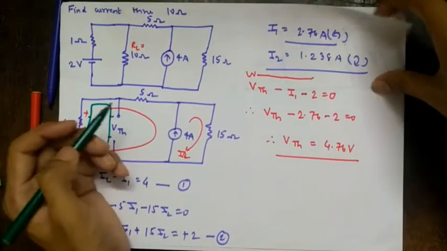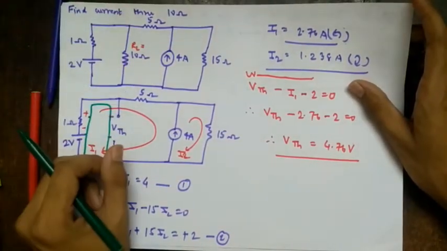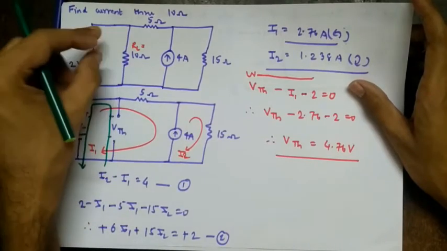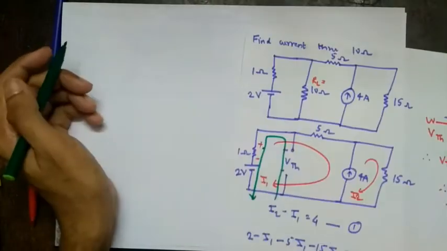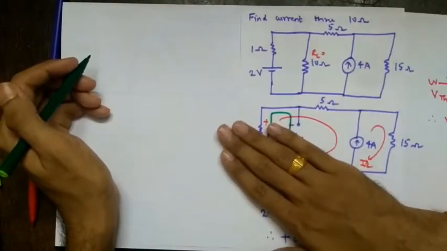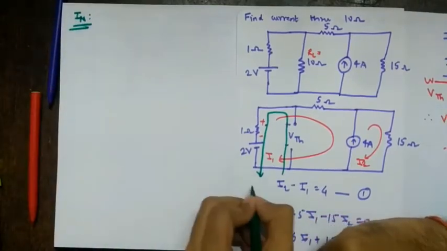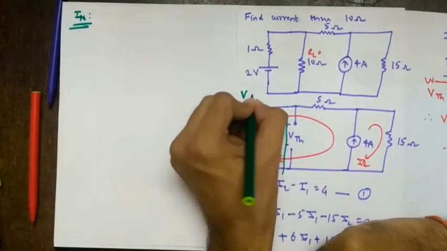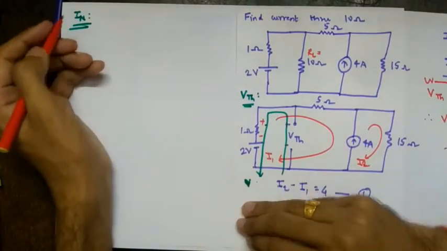Next, we have to find RN. Again, remove the load, substitute an RN here. For RN, we already know the formula VTH upon IN. So what we do is short it. No need to draw that RN diagram. Directly draw the IN diagram. So I write IN. This was for VTH. So again, redraw it.